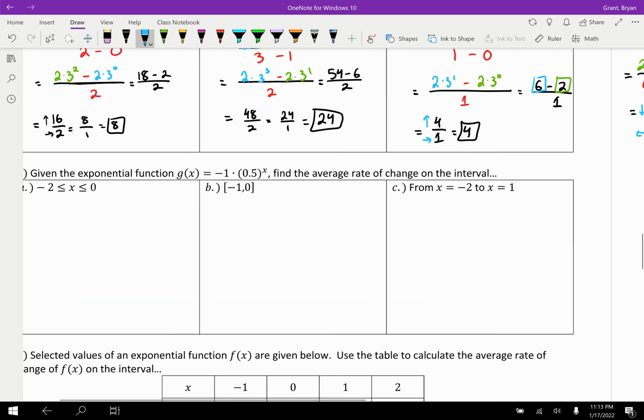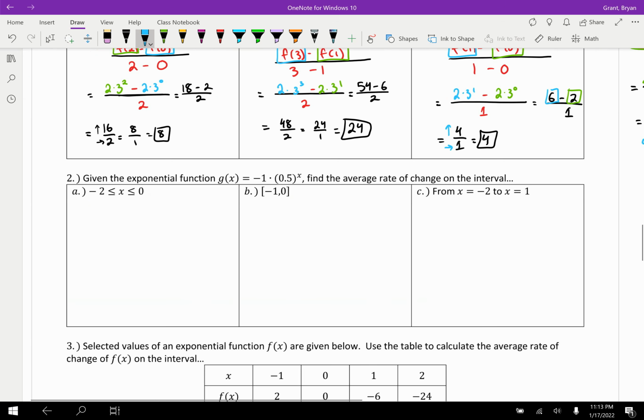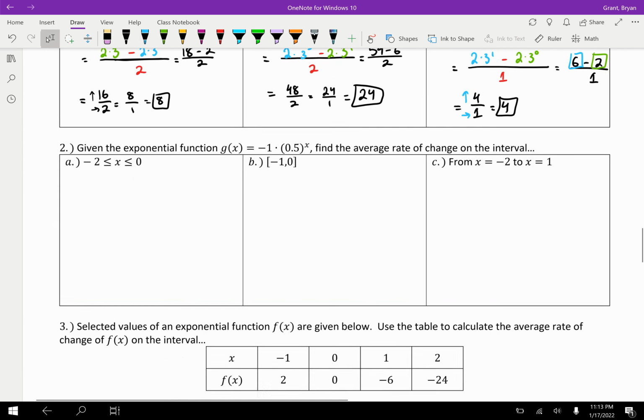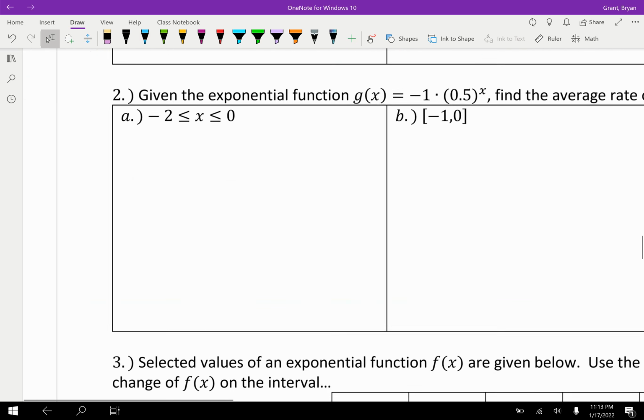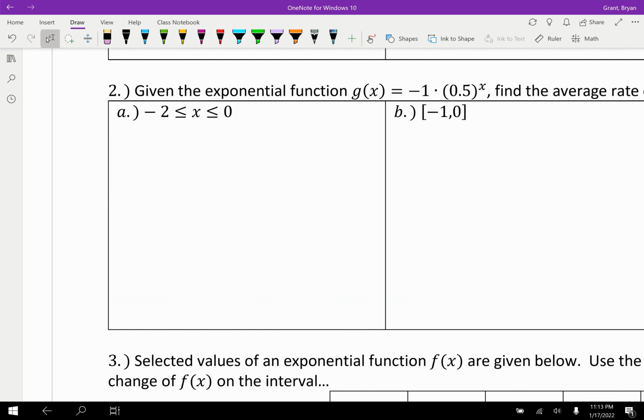Now, knowing that, why don't you guys try these next couple? Once you're done, you can unpause and see how you did. Ready, steady, go. All right. Hopefully you found some success here. I am going to work through each one, but if you guys all got it, feel free to fast forward by me.